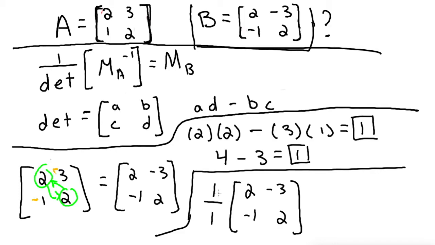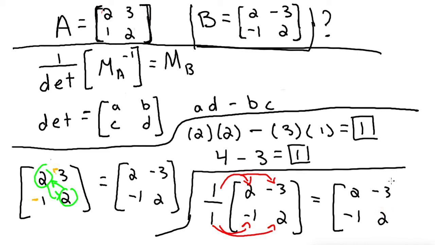So 1 over 1 is just 1. Now all I have to do is distribute this 1 to each part of what's in here. We'll multiply that by 1, multiply that by 1, multiply this by 1, and multiply this by 1. Now obviously 1 over 1 is 1, and it's not going to change this overall. So what our answer would be, the inverse of this right here, would be 1 times 2 will be 2. 1 times negative 3 will be negative 3. 1 times negative 1 will be negative 1. 1 times 2 will be 2. And this right here would be our answer.